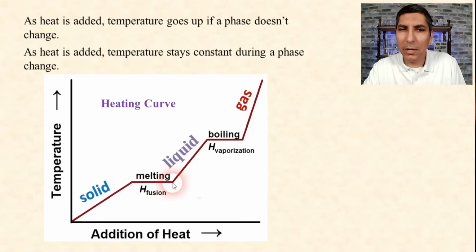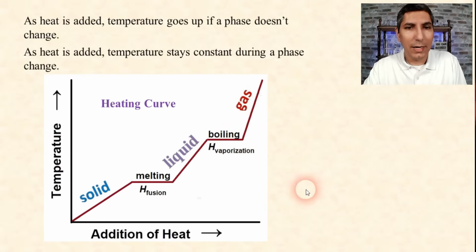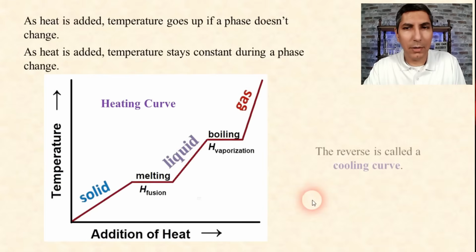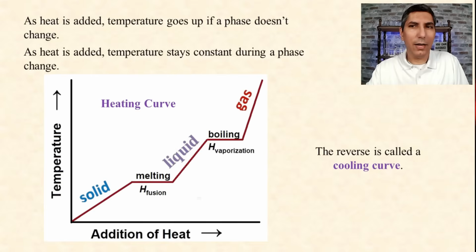Okay? Once it's all melted and it's all a liquid and you add heat, well then it keeps going up again. Okay, so its temperature goes up until it hits the boiling point, and then you add heat and it levels out. Until all the substance is boiled away, you keep adding heat, then it goes up as a gas and its temperature goes up again. Now you can do this in reverse. It would be called a cooling curve. If you start out at a high temperature and you're getting cooler, that would be called a cooling curve.